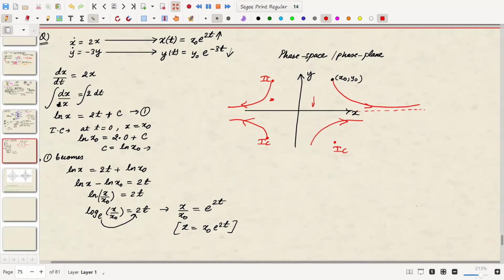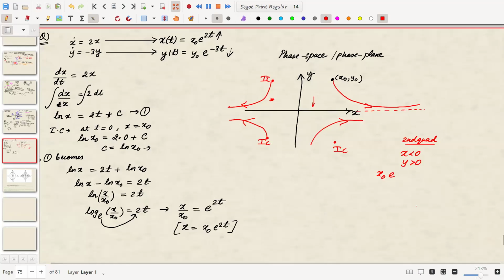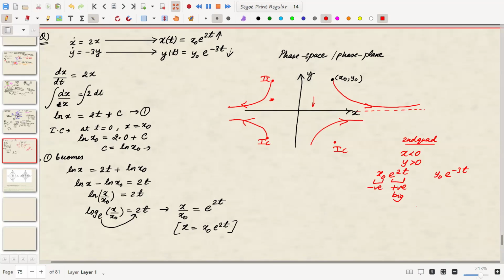Okay, let us see the second quadrant, for example. For the second quadrant, x is less than 0 and y is positive, right? Is it correct? Okay, then what is our solution? x naught e to the power 2t, right? And y naught e to the power minus 3t. So x naught is negative. This guy is positive, a big quantity. So you are multiplying a negative and a big quantity. Okay, so it is negative but a big quantity.